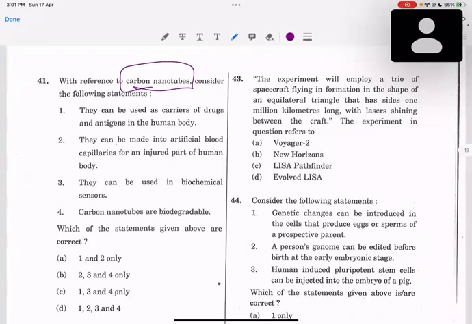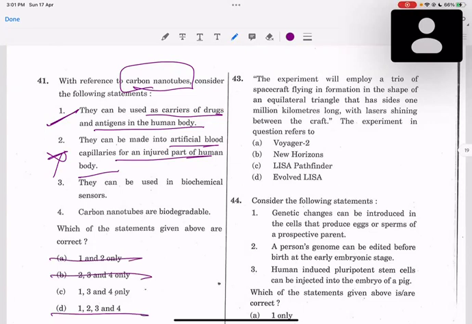All right, nanotubes, again a favorite topic of UPSC. Every year a question is coming on nanotech also, biotech, nanotech, and the IT sector, computers, robotics. In this area, questions are coming, right? If you look at the answer, they can be used as carriers of drugs and antigens in the human body. Yes, nanorobots are being developed. They can be made into artificial blood capillaries for an injured part of the human body. No, that is biotech being developed, but not nanotech. We are still in process. So 2 is wrong, definitely the answer is C.